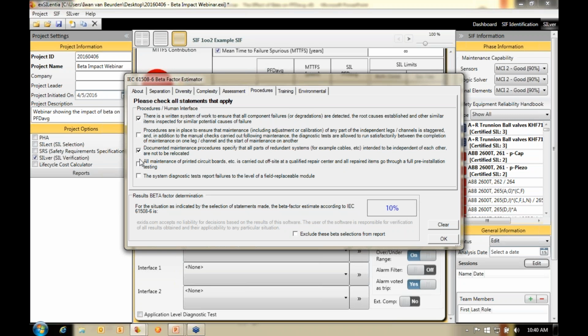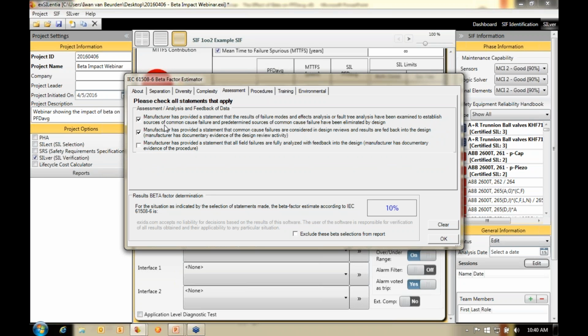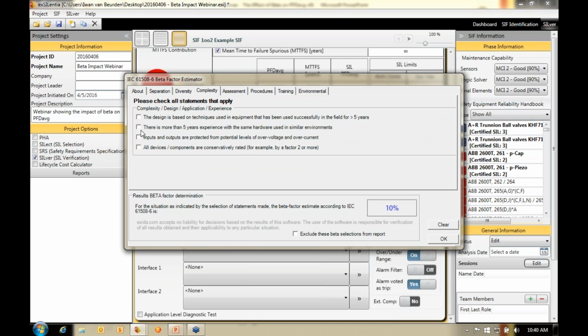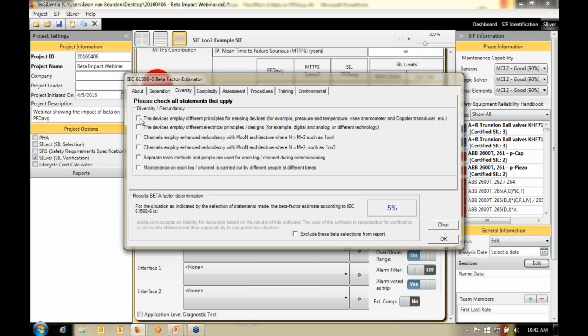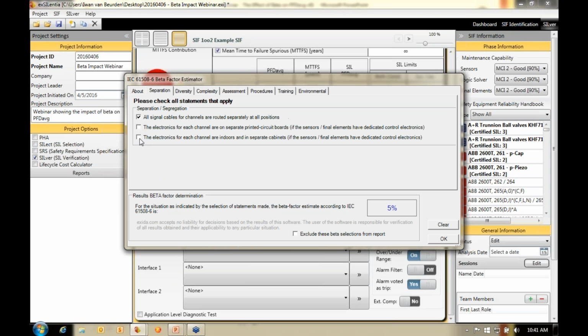I'm randomly making some selections. Obviously, I encourage you to actually read the statements before making these selections, but you'll see there's quite a number of selections, and it's of course related to the score associated with them, before I jump from the default 10% to a 5% recommendation. Let's make some more selections here.